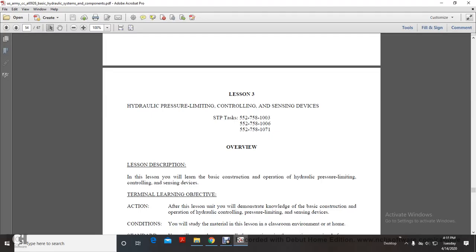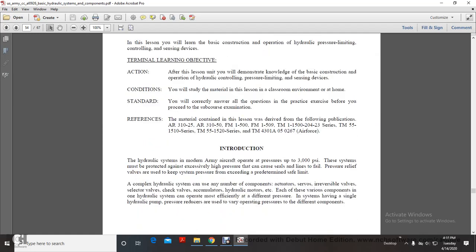Alright, Lesson 3, Hydraulic Pressure Limiting, Controlling, and Sensing Devices. Overview, we'll read the lesson description. In this lesson, you will learn the basic construction and operation of hydraulic pressure limiting, controlling, and sensing devices.